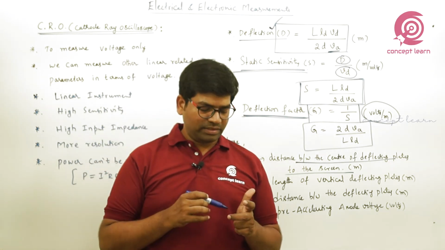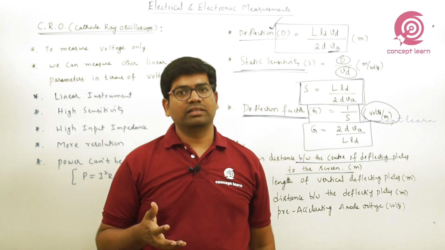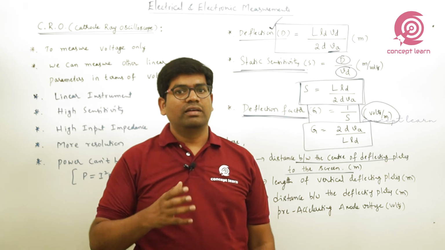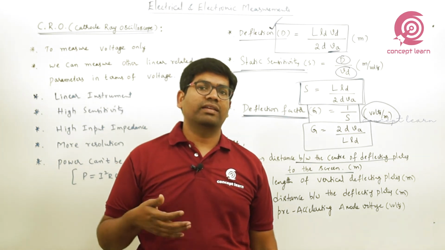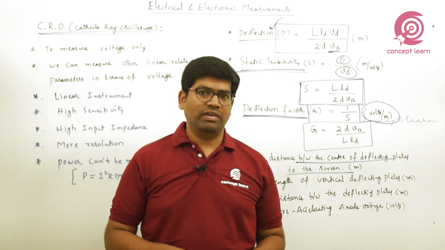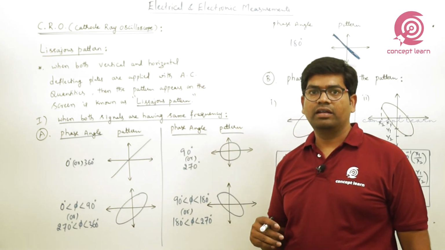Next, what is the other chance from the CRO? That is mainly the application part, that is, the Lissajous pattern, right? From the Lissajous pattern only, questions generally come in GATE and other competitive exams. More chances are from this area. We'll see that, even the Lissajous pattern, now. So what is the Lissajous pattern here?